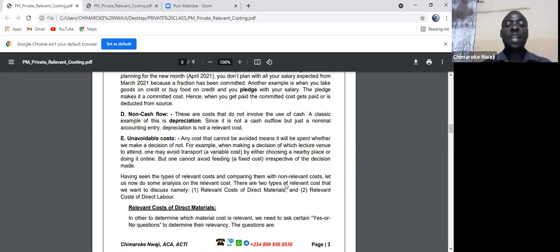But you just decide, as an accounting jargon, to assign a value for depreciation. But that depreciation does not involve the actual cash that you assign to it. It's just an accounting entry. So that kind of thing is a non-cash flow. Also, we have another one like profit. Profit is an accounting jargon. It is not an actual cash.